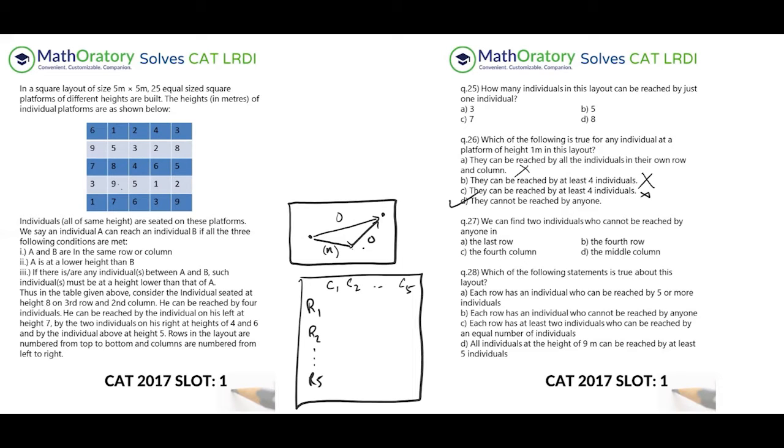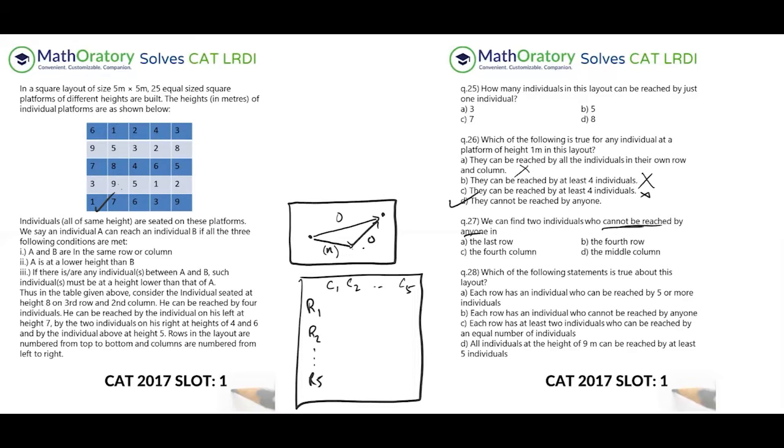27, we can find two individuals who cannot be reached by anyone in the. Okay, so I can go option by option again. We are looking for two individuals who cannot be reached by anyone. Okay, so last row. Let's test this out. So one is definitely one of the individuals. I just put tick marks for the last row, by the way. I'll put a tick mark on whichever satisfies this condition, cannot be reached by anyone. So this is the condition I'm using.